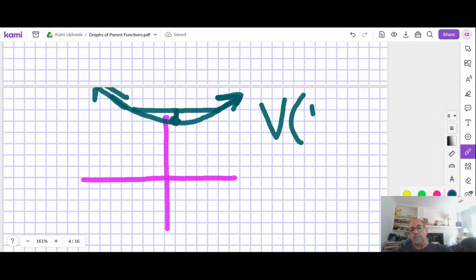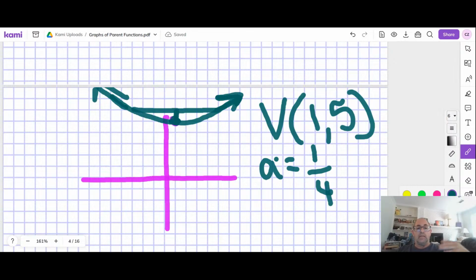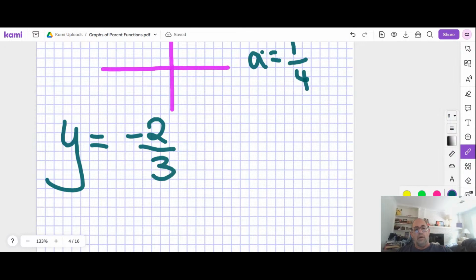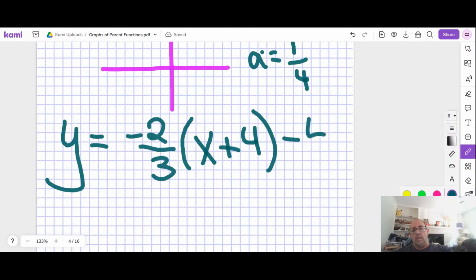Because it has a vertex at 1, 5, and it had a 1/4 in front, which means instead of it going up 1 over 1 for the first point, it will go up 1 over 4. And so there is your essence of vertex form. If it doesn't have anything on the end here, it'll just move to the side.